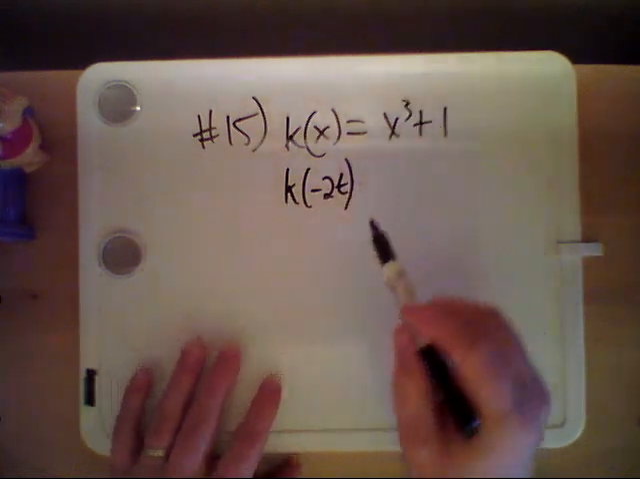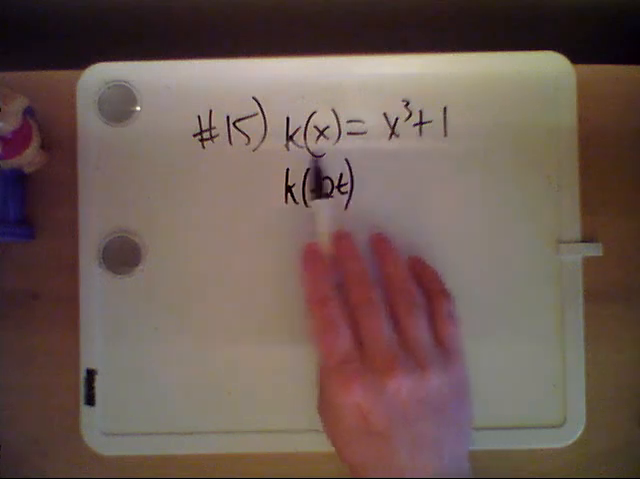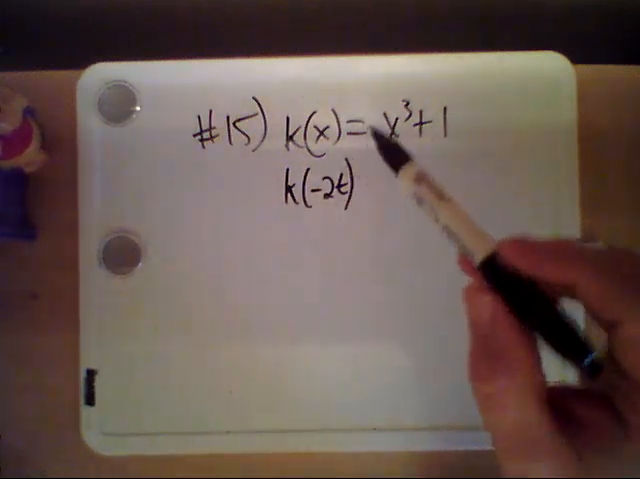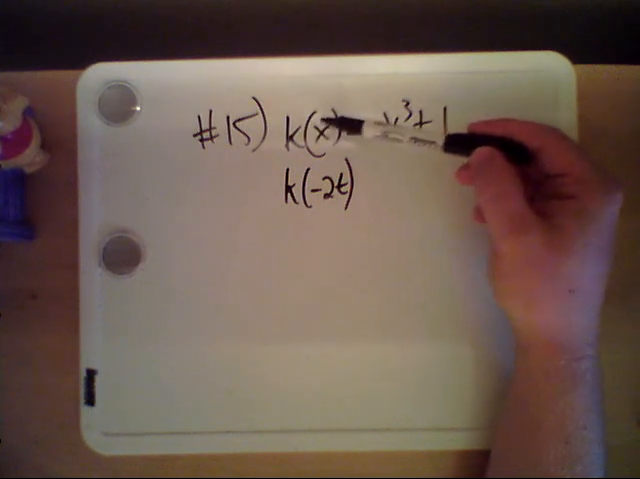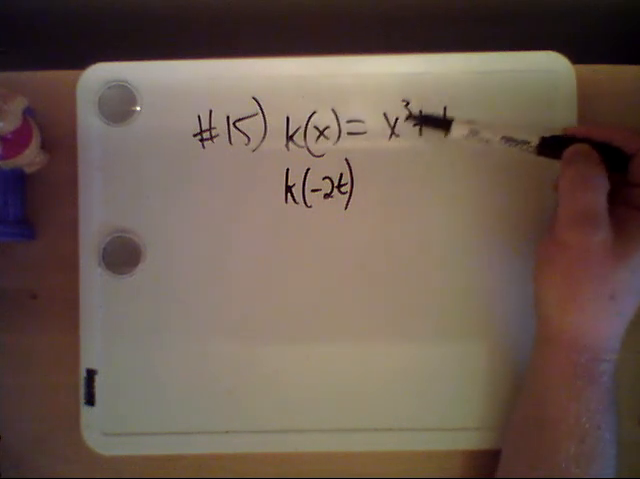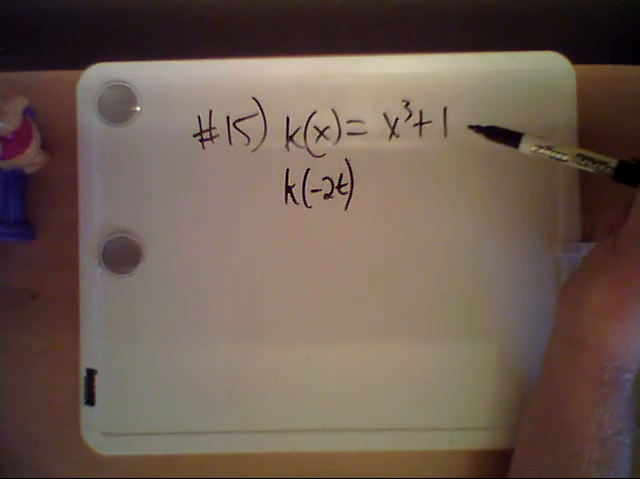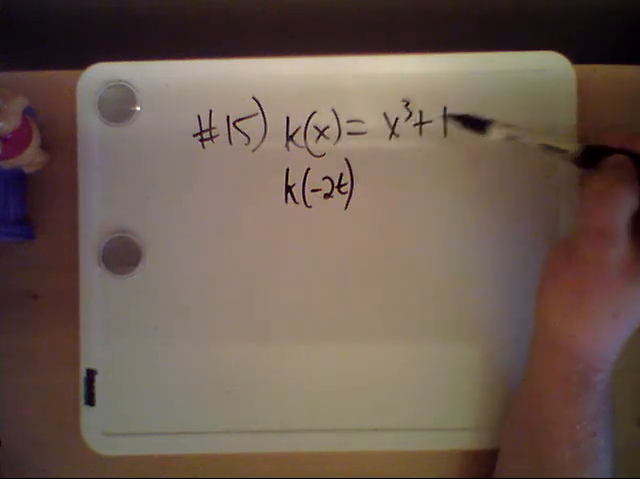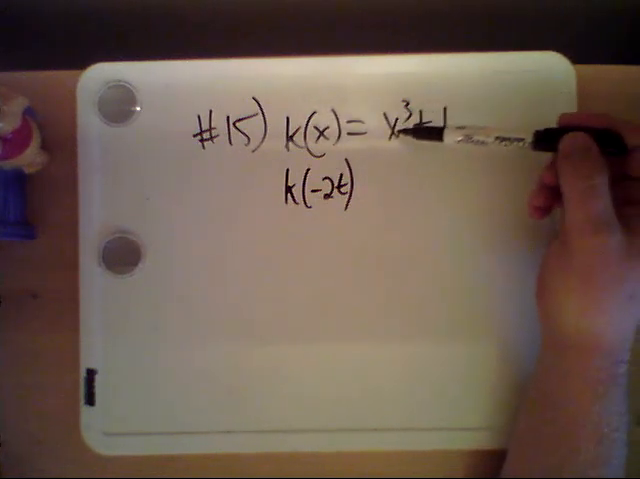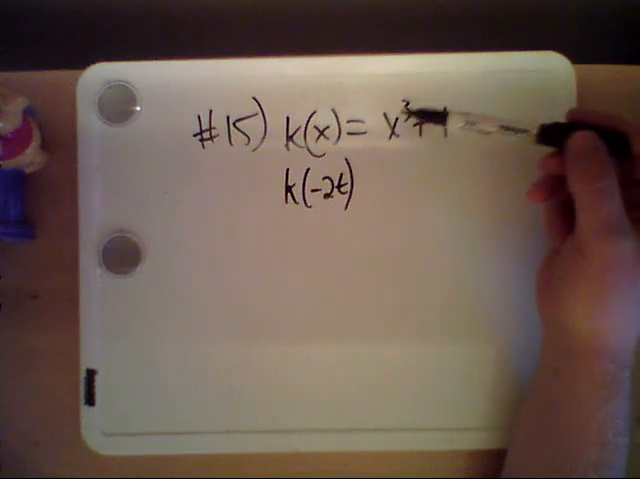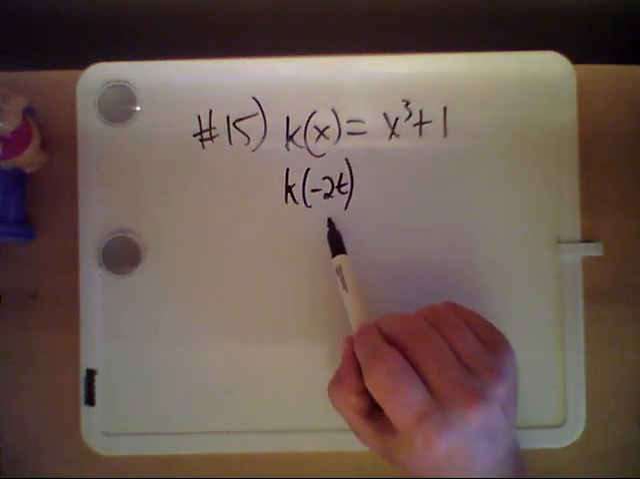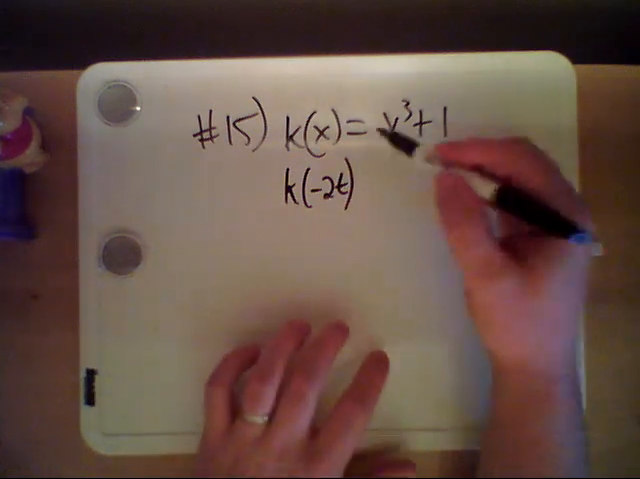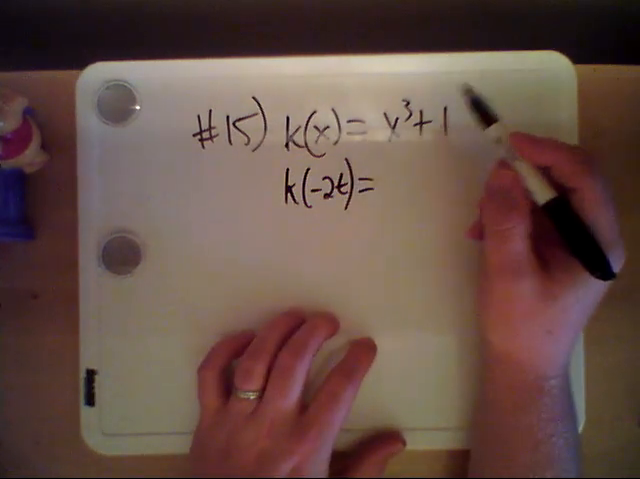Now, you may find this kind of strange that it's throwing a t at us when we were dealing with x's before, but remember, k of x just means whatever we're given, we're going to put through the k function, whatever we're given, we're going to cube it and then add 1. So if we got a 1, we would take 1 to the third plus 1. If we got a car, we would take a car and cube it plus 1. So it'd be car cubed plus 1, whatever that means, right? So we can just easily take a negative 2t and cube it and add 1. So we're not restricted there. We can use whatever variable we want.